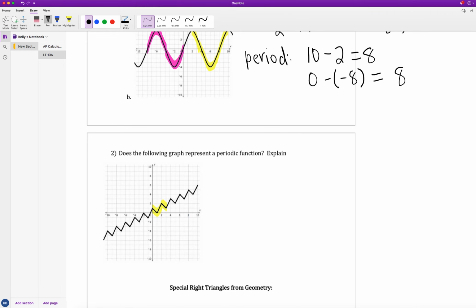So in this case, I do not have a periodic function, so this is not one, and the reason being is that the y values in each section do not repeat in another one.